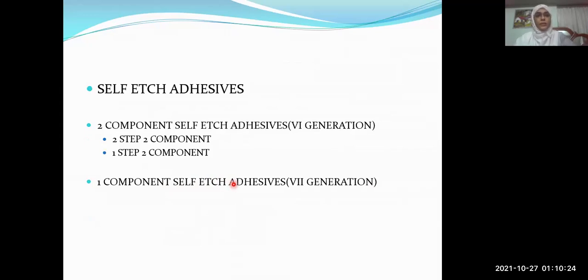So I repeat, you have the 4th generation, in which you have a 2-bottle system, you have an etchant, and then you have bottle 1 and bottle 2. Then you have a 5th generation where the etchant is separate and primer and adhesive come together as 1 bottle. Then you have the 6th generation, where the etchant is not there. You just have 2 components which you apply as 2 steps, or you mix both components and apply it as 1 single step, which is the 6th generation. And in the 7th generation, it's just 1 component.